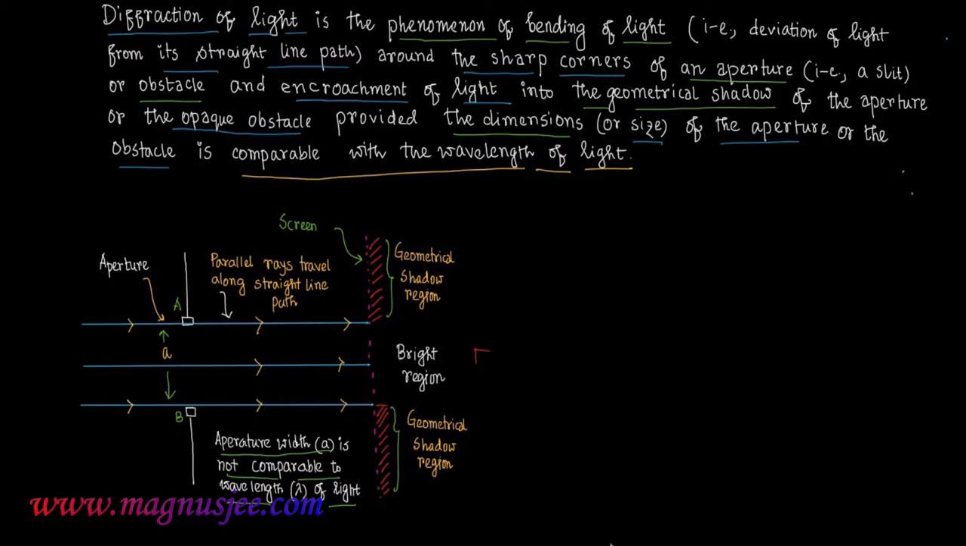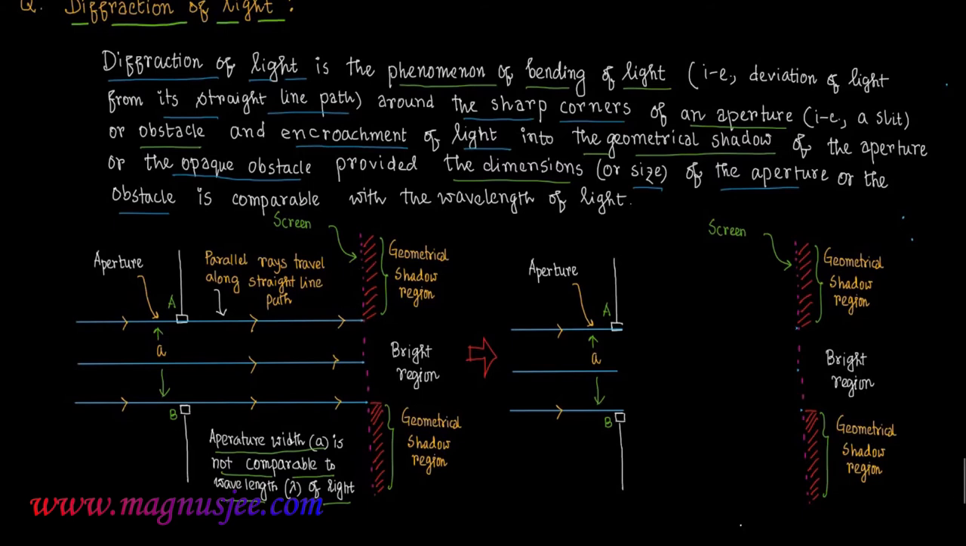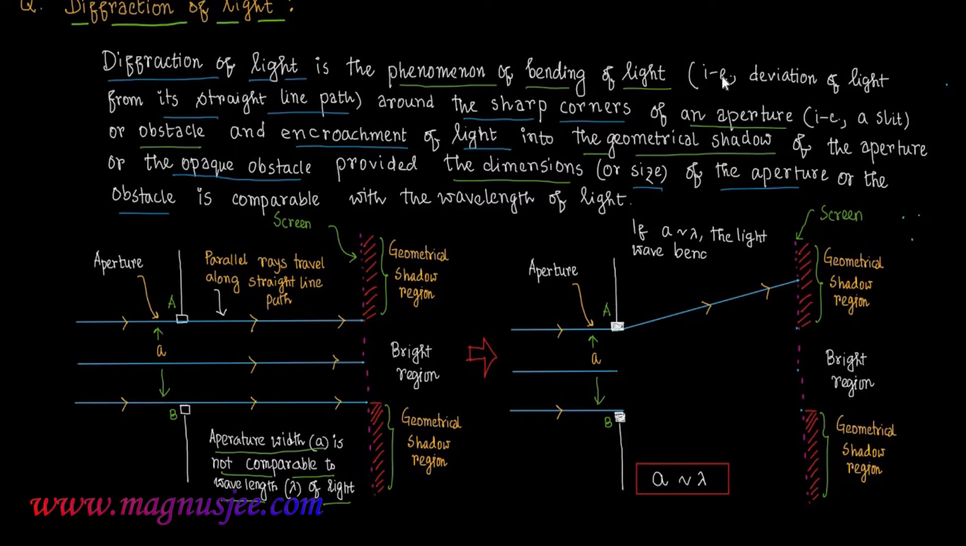But on the right hand side, consider the case in which the aperture width small a is comparable to lambda, the wavelength of light. In this case, the light wave bends at the sharp corners A and B of the aperture. This is the direction along which the light wave bends at the sharp corner A of the aperture AB, and this bent light wave will encroach into the geometrical shadow region.